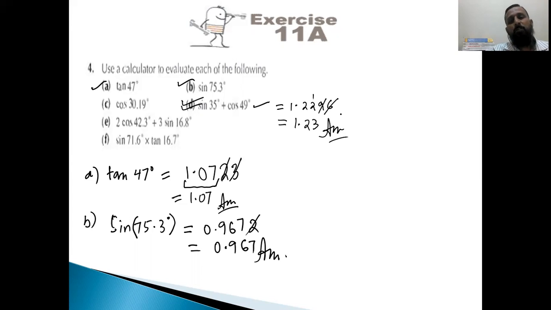I hope this makes sense to you guys. So by the use of a simple calculator, we get our results very easily. Make sure you use it in the correct way. So let's move on to the next question after this.